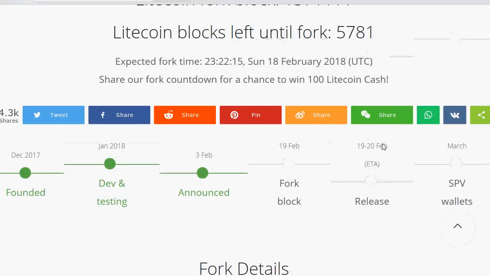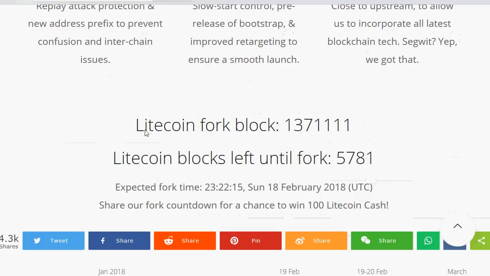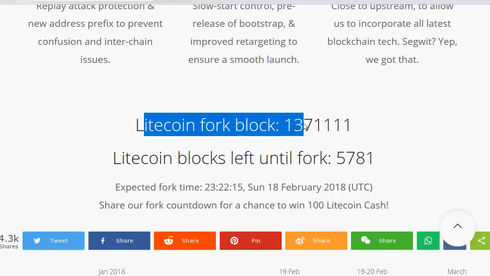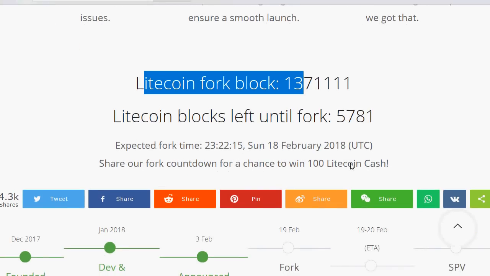This caught me off guard. I didn't expect this at all, but yeah, this is Litecoin block 1,371,111, and it's expected to occur basically at the end of the 18th day of February.